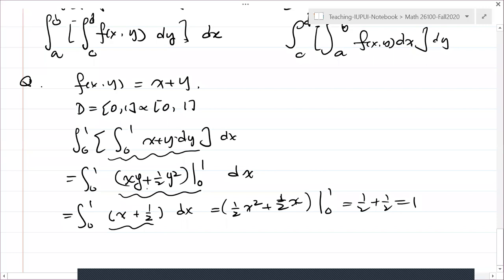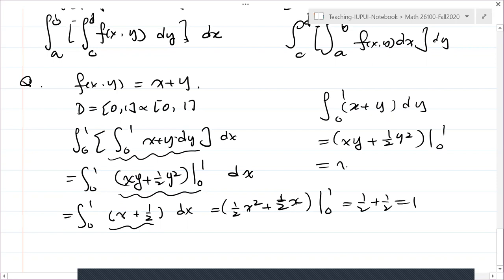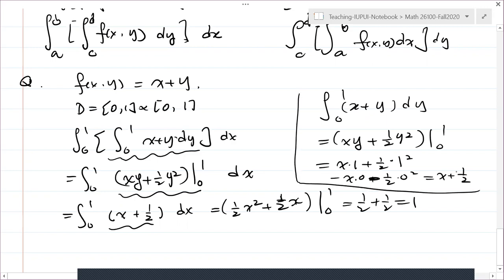No, you see, the integral from 0 to 1 is going to be x times y plus half of y squared, evaluated at the endpoints. Then it'll be x times 1 plus 1/2 times 1 squared, minus x times 0 plus 1/2 times 0 squared. That's where you get x plus 1/2. Clear? Okay. So you focus on that integral. That's the integral with respect to the y variable, just like a partial derivative. View x as a constant here.